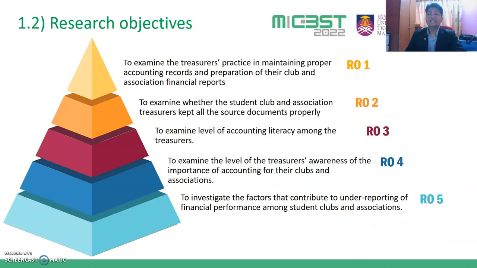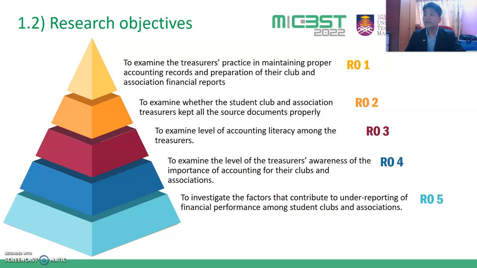Okay, next we go to the research objectives. There are 5 research objectives in this study. First is to examine the treasurer's practice in maintaining proper accounting records and preparation of their club and association financial report. That was the first research objective. The second one is to examine whether the student club and association treasurers keep all the source documents properly. And number 3, to examine the level of accounting literacy among the treasurers.